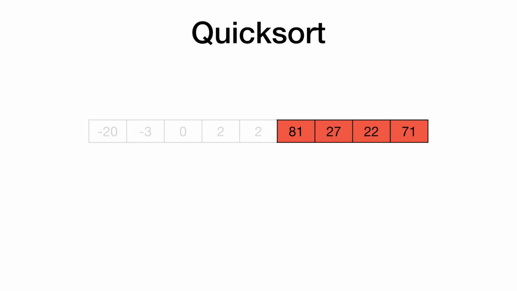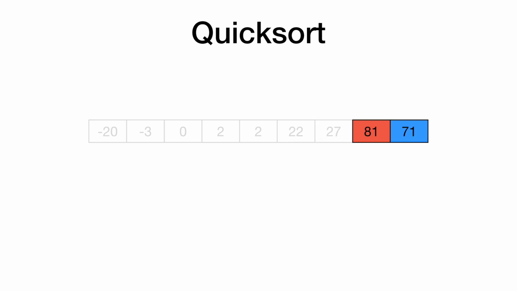And it goes back up, and now we're looking at the second half. Right? Now we're back at our original call. We've already sorted this left half, and now we need to sort the right half. So here we're going to pick a middle. We picked it to be 27. So 22 and 27 end up on the left. 81, 71 end up on the right.